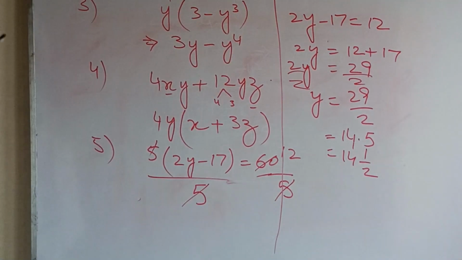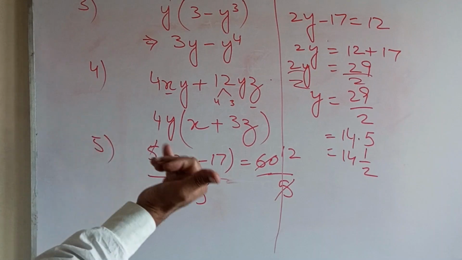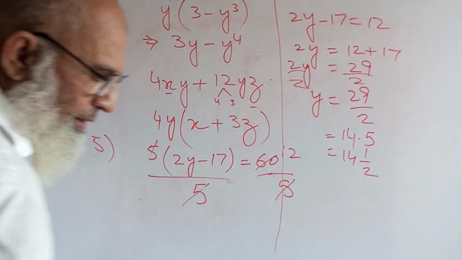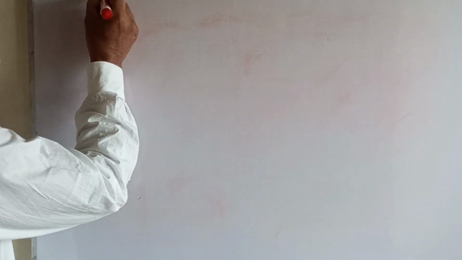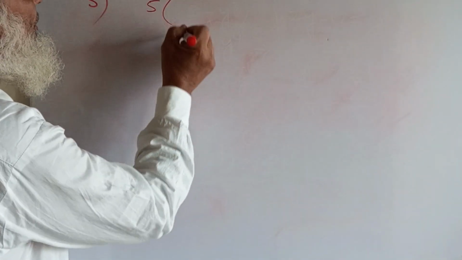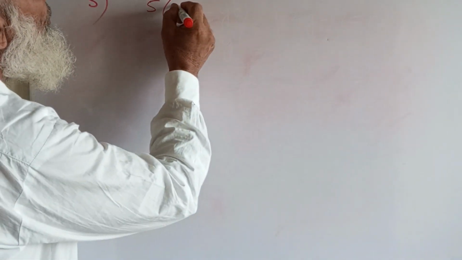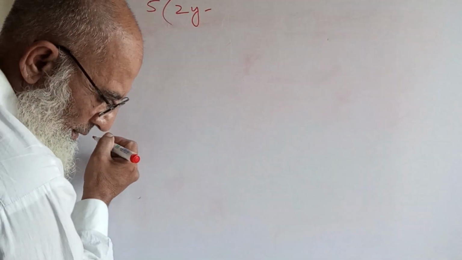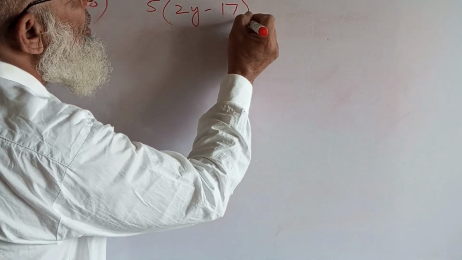I'm sorry that some of the part was not recorded, so I am going to repeat this question again. Dear students, question number 5. It was not completed, so I am going to repeat it. It starts 5(2y minus 17) is equal to 60.